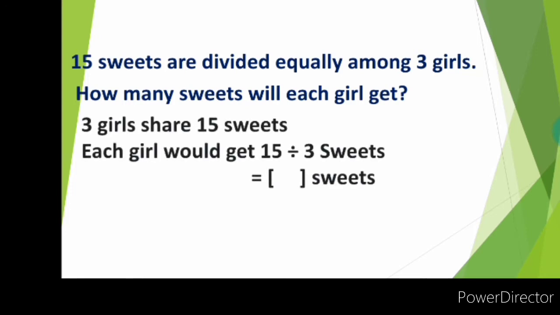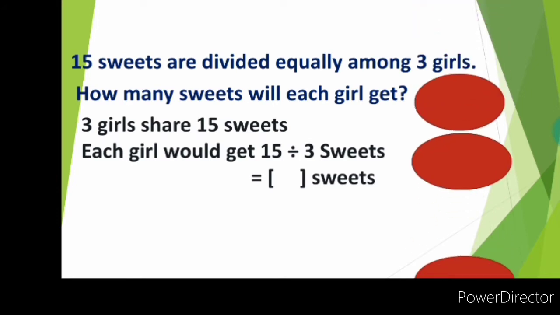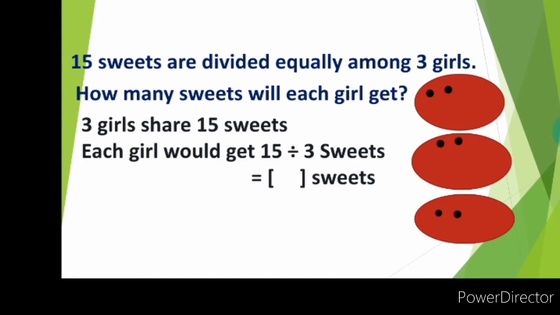So how many groups are we going to have? 3 groups, because our divisor is what? 3. So we're having 3 groups. So we're going to share 15 between these 3 groups. Let's count. 1, 2, 3, 4, 5, 6, 7, 8, 9, 10, 11, 12, 13, 14, 15.